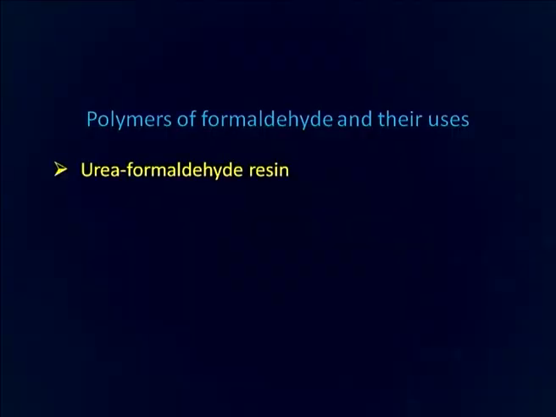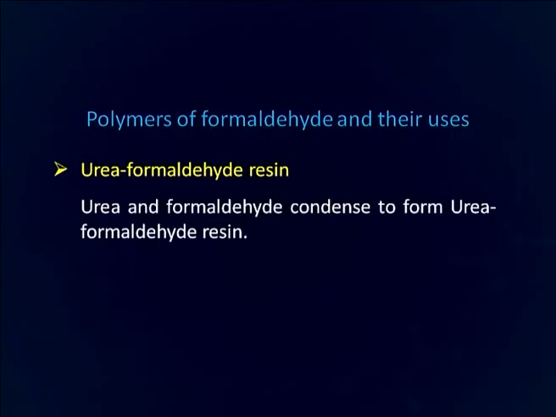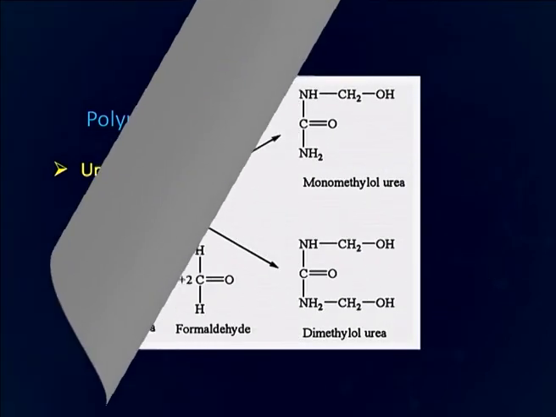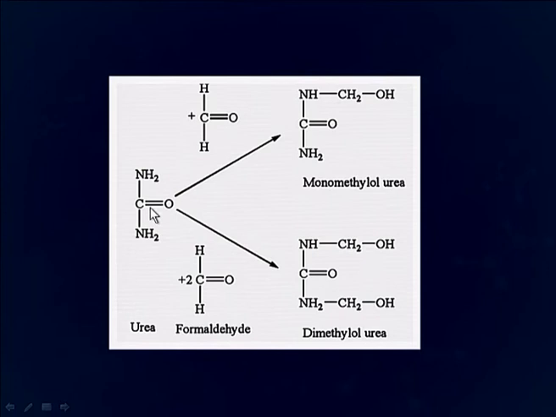We will now discuss a few polymers which are formed as a result of polymerization of formaldehyde and urea, and they are called urea formaldehyde resin. Urea and formaldehyde condense to form urea formaldehyde resin. In the first step, monomethylol and dimethylol urea is formed. As you can see here, this is urea, forms monomethylol urea by the addition of one formaldehyde unit, and dimethylol urea by addition of two formaldehyde units.